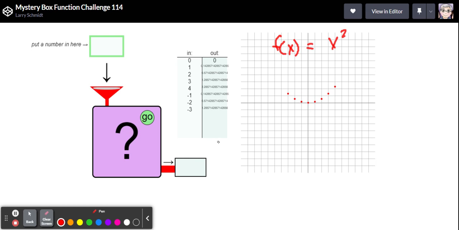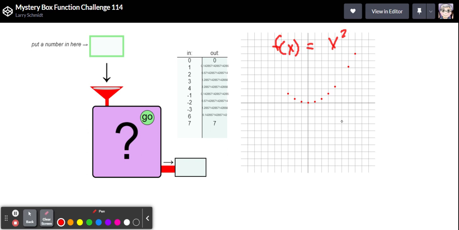Well, I think we should probably try some numbers further out. So let's try a 6 and see how that goes. Okay. Let's try a 7. Okay. So 7 gave us 7. I think this is a big clue. So how would we get 7 out of this function with something multiplied when we put in a 7?